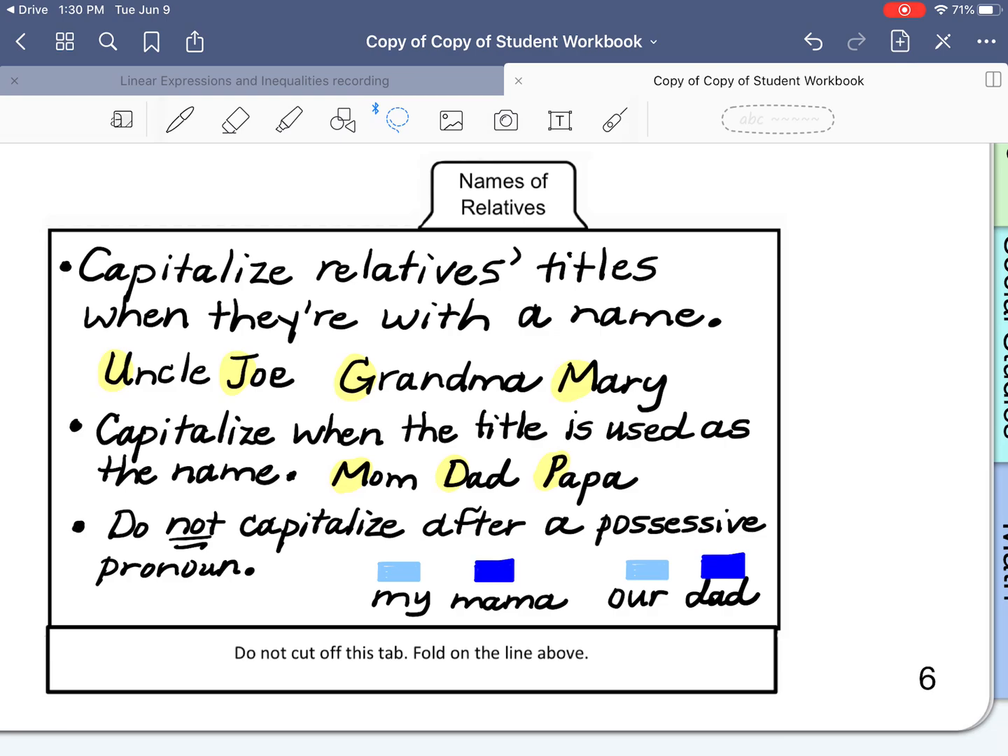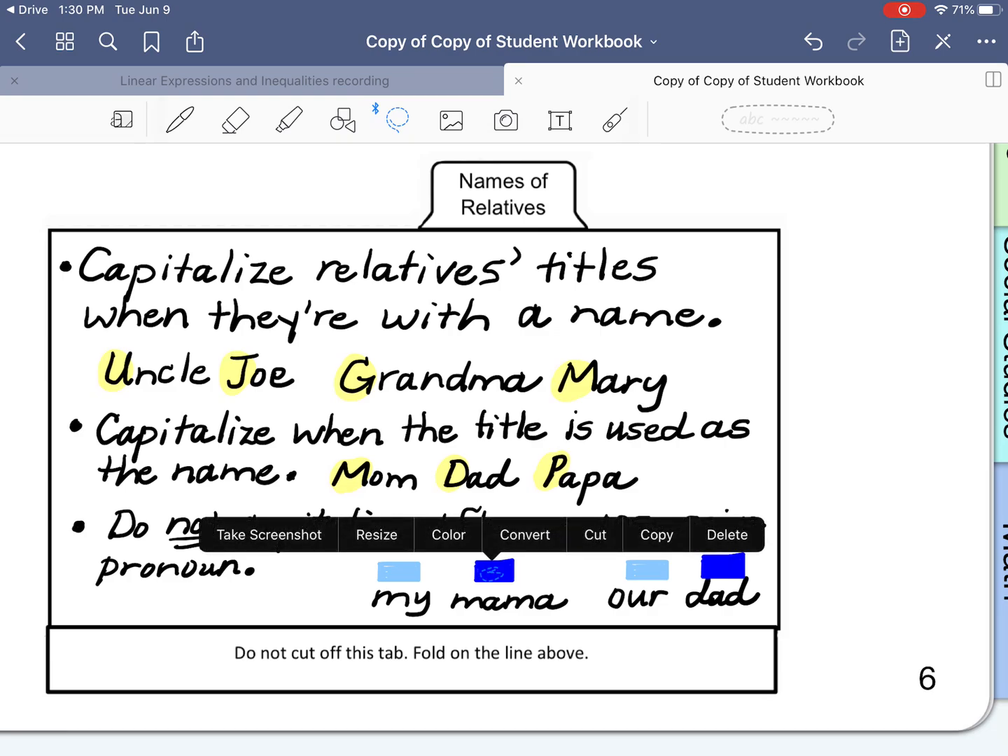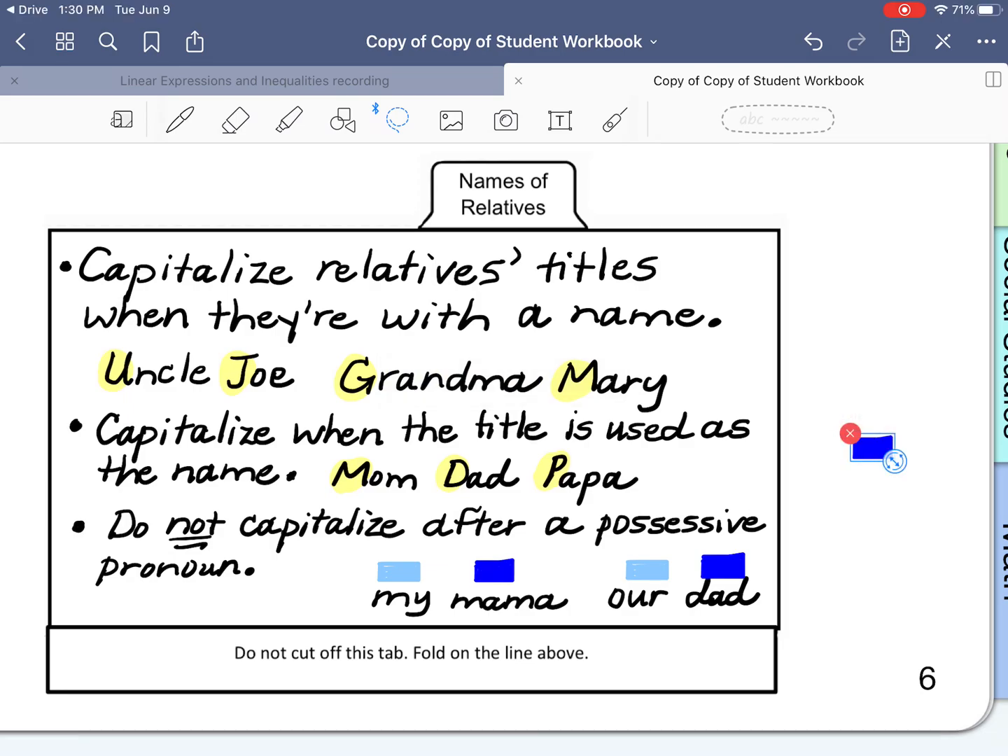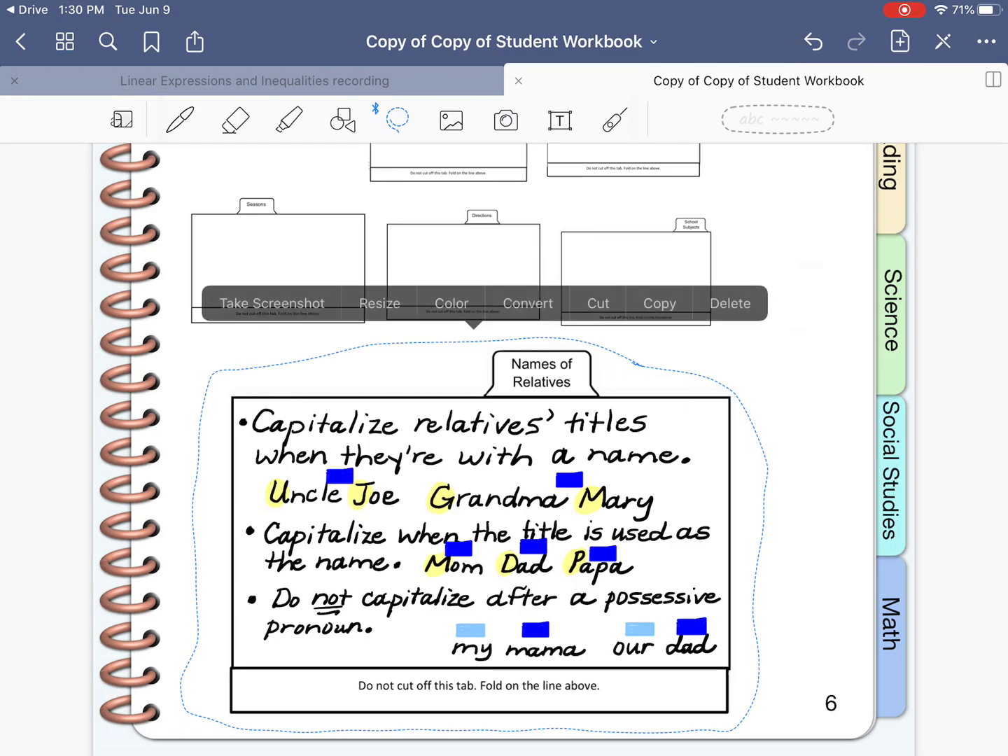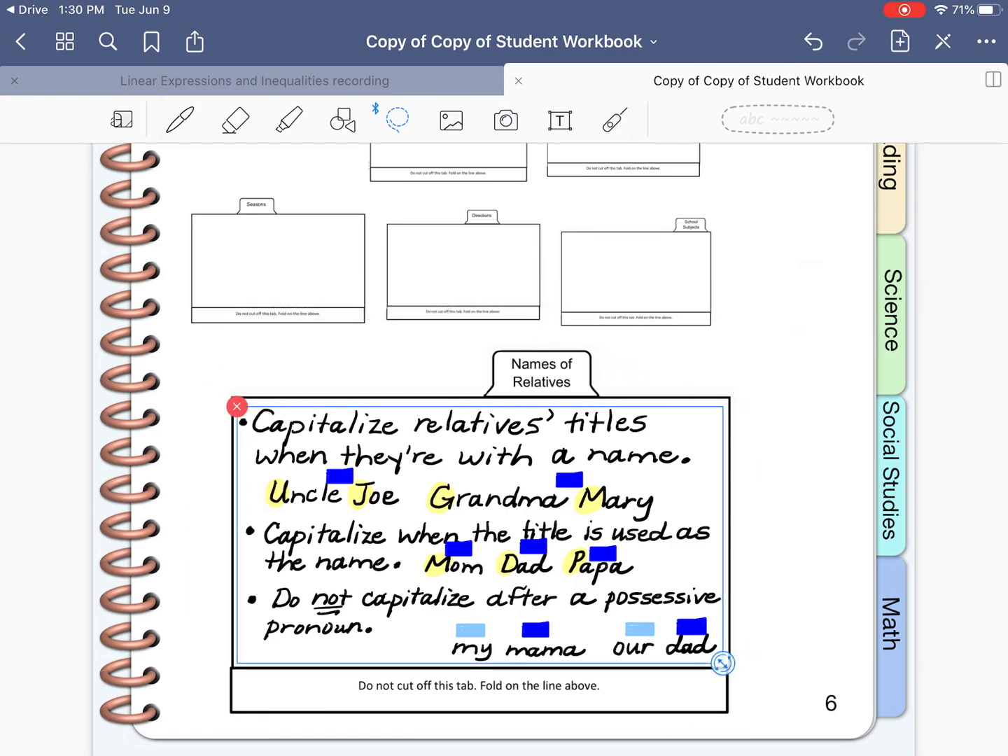You might be asking yourself about the symbols for these up here. We would count Grandma Mary as one person. Uncle Joe would be one person, as would Mom, Dad, and Papa. So you can see that when I put that possessive in there, that changes things considerably. Names of relatives. This would apply also with cousins, any of those relatives.